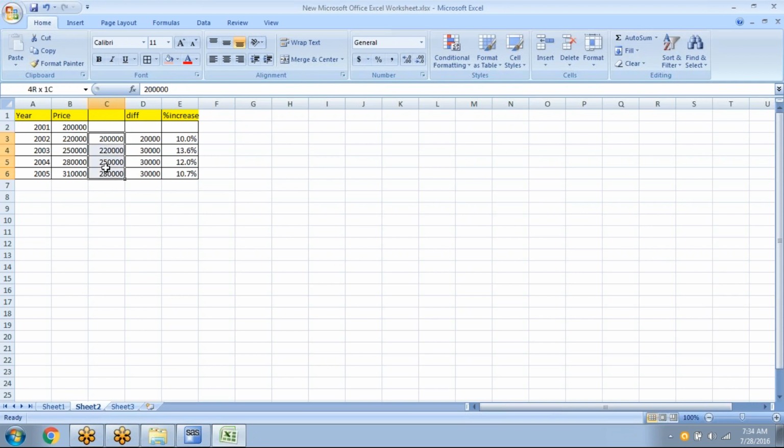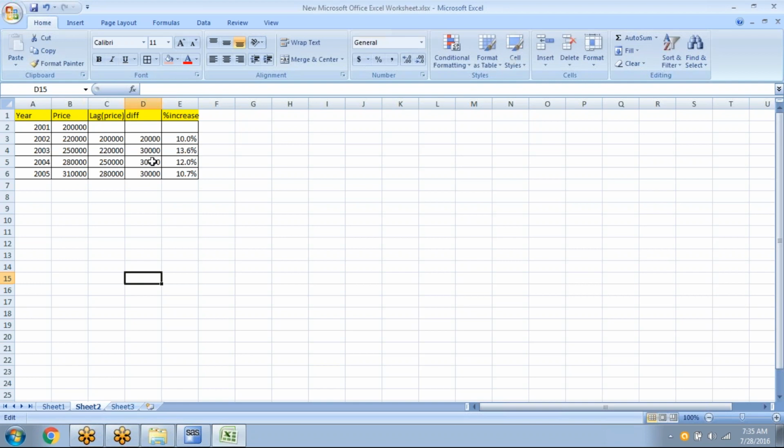So this is what we will do initially, and later on we will take the difference of these two. Whatever difference you get, we'll divide by this value, this $200,000, and then you'll get this percentage. In order to do this, there is a function called lag. So lag of price. You need to say lag of price.